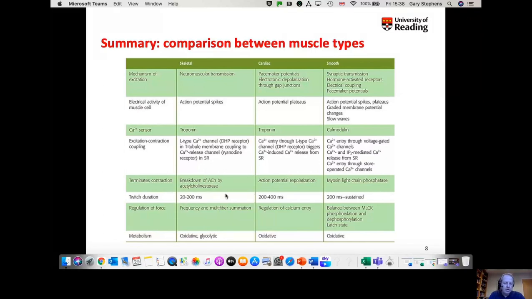The duration of twitch, the movement of the muscle, is different, if you like. Remember, we've got red and white fibers here which control fast and slow twitch. Cardiac action potential is slightly wider. Smooth muscle, again, is quite different. The reason that we don't show you a typical action potential in smooth muscle is because there's probably no such thing as a typical one. They're very varied. And again, maybe just to finish off metabolism, we've shown you that red and white fibers use different forms of oxidative phosphorylation and glycolysis. Here, for cardiac and smooth muscle, they're both oxidative processes.